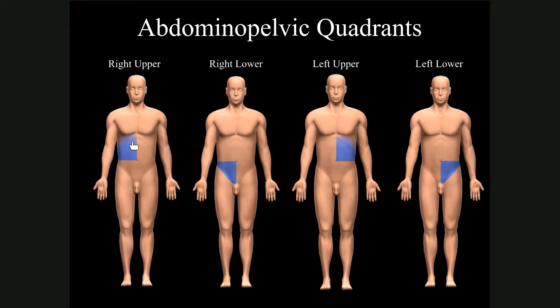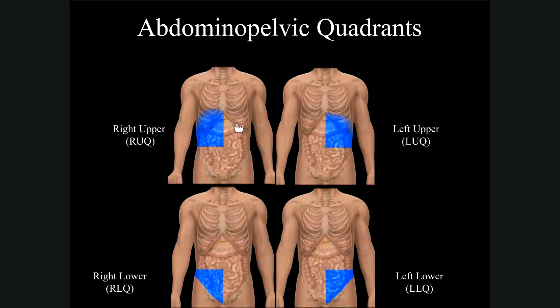So here is the right upper quadrant. Here's the right lower quadrant. Here's the left upper quadrant. Here is the left lower quadrant, okay? And all of that is in anatomical position. And what's important to know is that there are different organs of the abdominal pelvic region that are found in those quadrants. So in this right upper quadrant here, you can find the liver, you can find the right half of the stomach, the ascending colon and half of the transverse colon on the right side will also be found in the right upper quadrant. Your gallbladder will also be there.